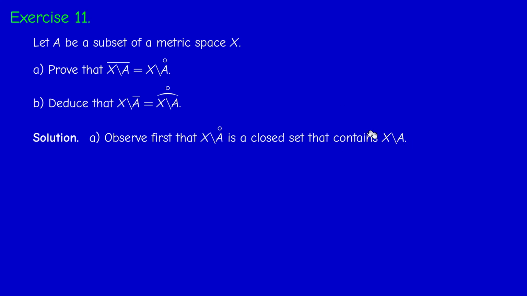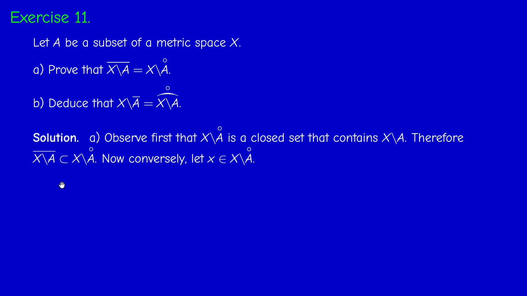And so now this is a closed set containing that, and by definition it contains the closure, because the closure is the smallest closed set containing that. So here we have X without A contained in X without A°, and so the closure of this is contained in that. So we have one way. This is easy.